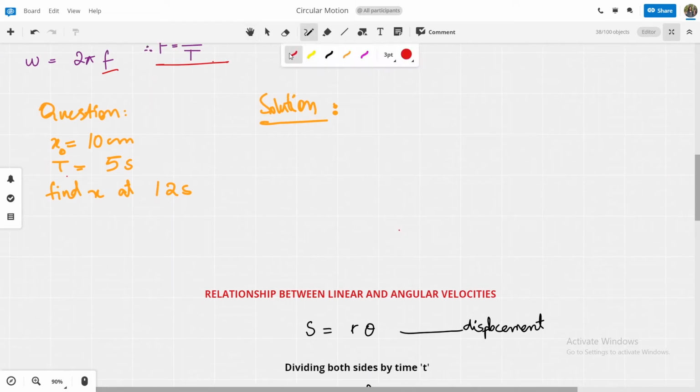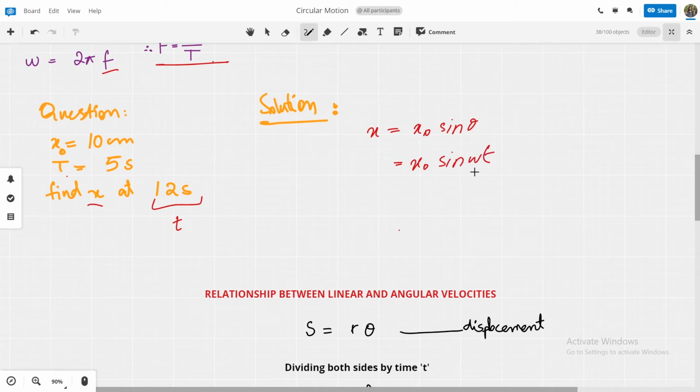Now here is another example. It asks us to find x at a given time, 12 seconds, with time period t and amplitude of 10 centimeter. So just write the formula first. As the value of theta is not given, we'll substitute it by omega t. Again, we don't know omega, we'll substitute again. It will be 2 pi over t into t.